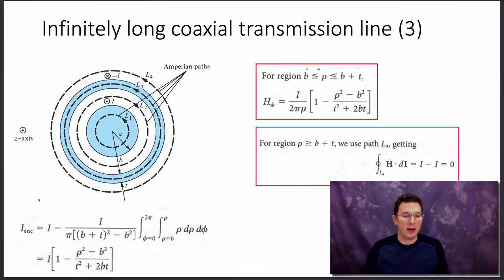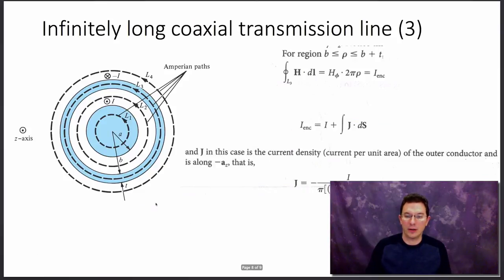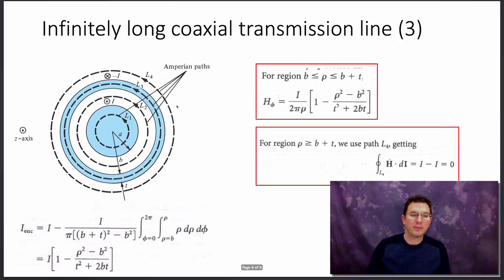Okay, let me go back. I missed my expressions. Here they are. Let me back up just momentarily here. So here's our expression for the current density inside this blue strip. And now, here we go. We're going to calculate our total I enclosed right here.